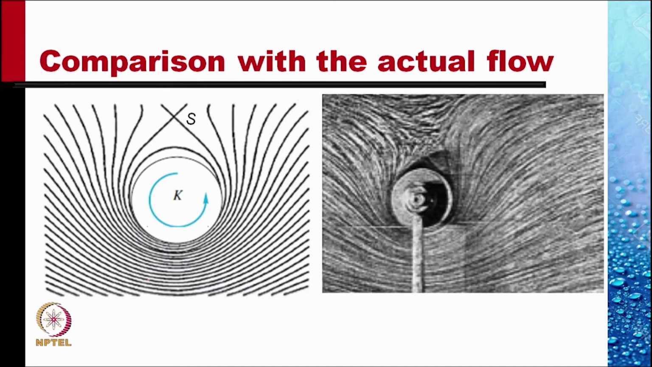Comparison with the actual flow. Here we have shown a case where the circulation is more than the critical circulation, and you see the flow picture. The actual flow, which is on the right, is very similar to the flow picture of the irrotational flow calculated, assuming the flow has no viscosity.